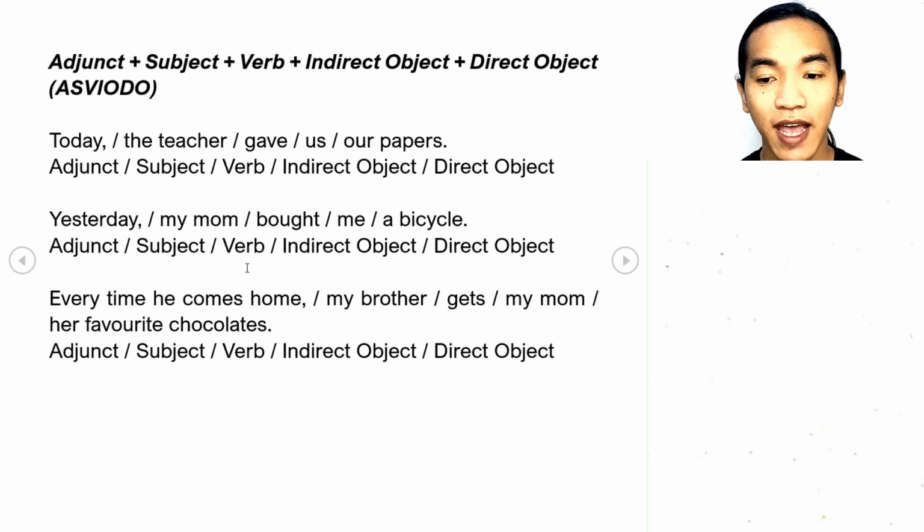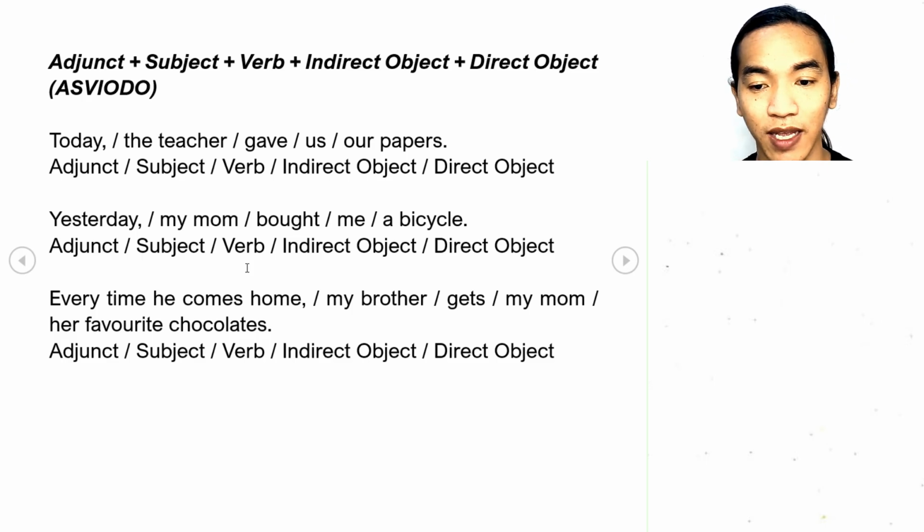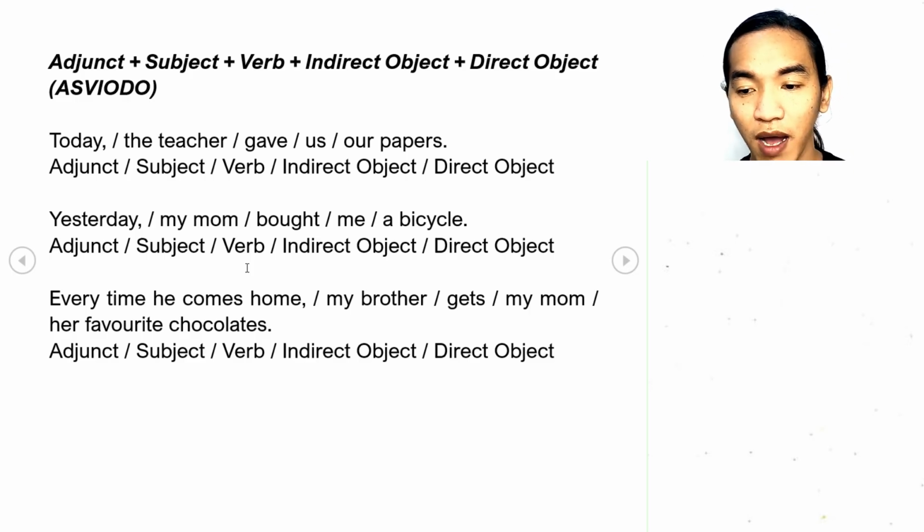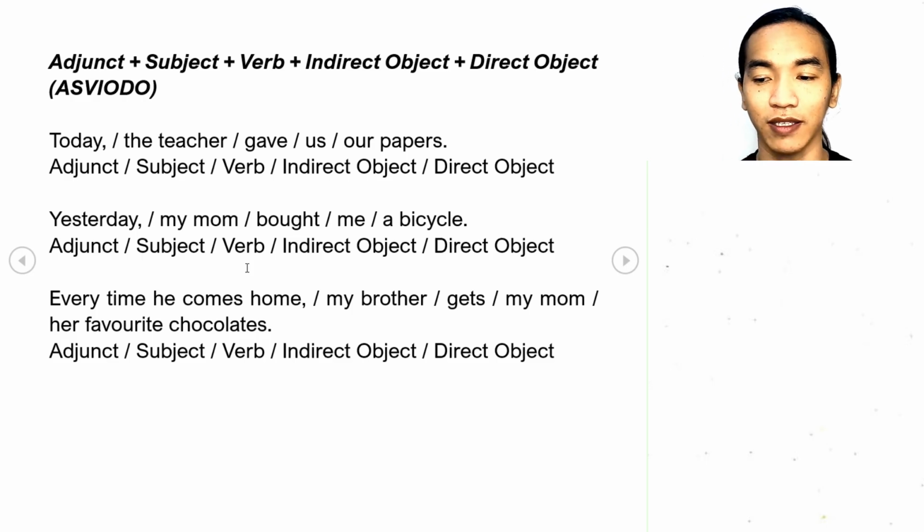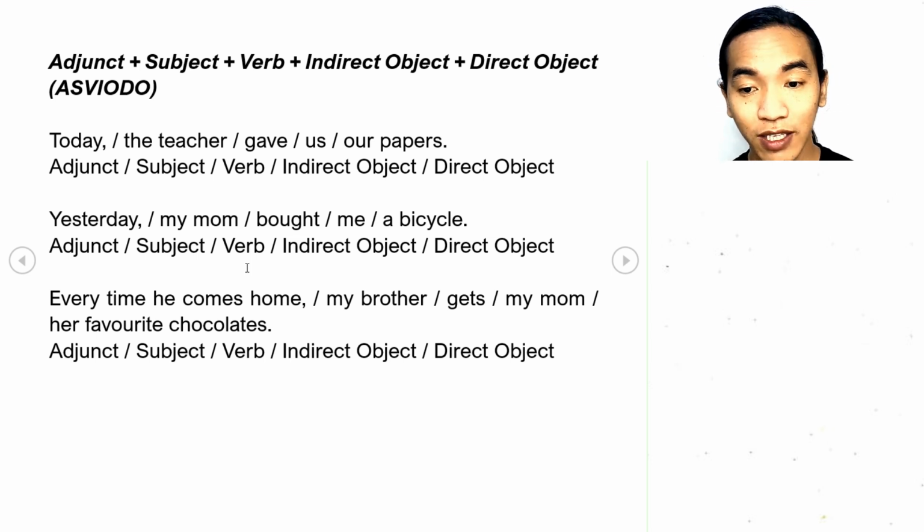Okay, next one. Yesterday, my mom bought me a bicycle. So adjunct here starts with your adverb of time, which is yesterday. Okay, next one. Every time he comes home, this is an adverbial phrase. Okay, so your adjunct. My brother gets my mom her favorite chocolates. Okay, so I want you to take a good look at these sentence patterns here and identify the components given to these sentences. All right.